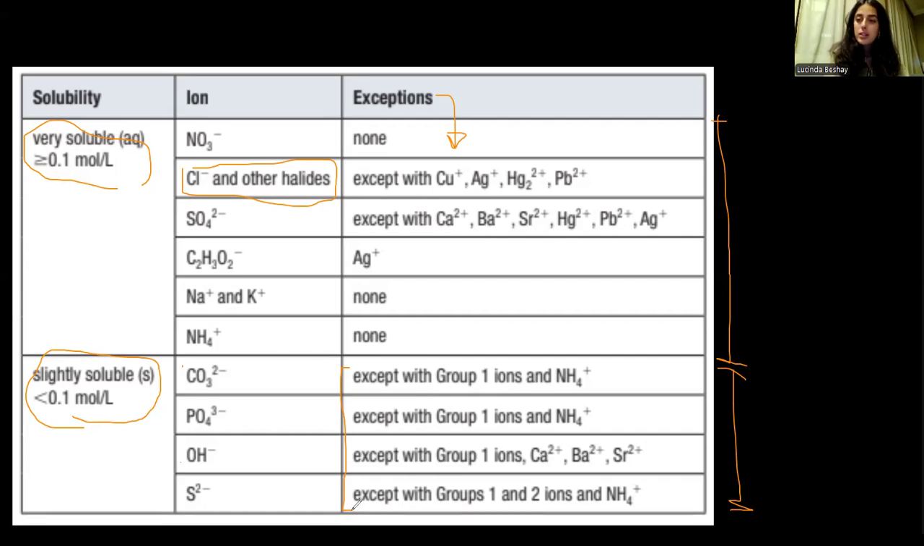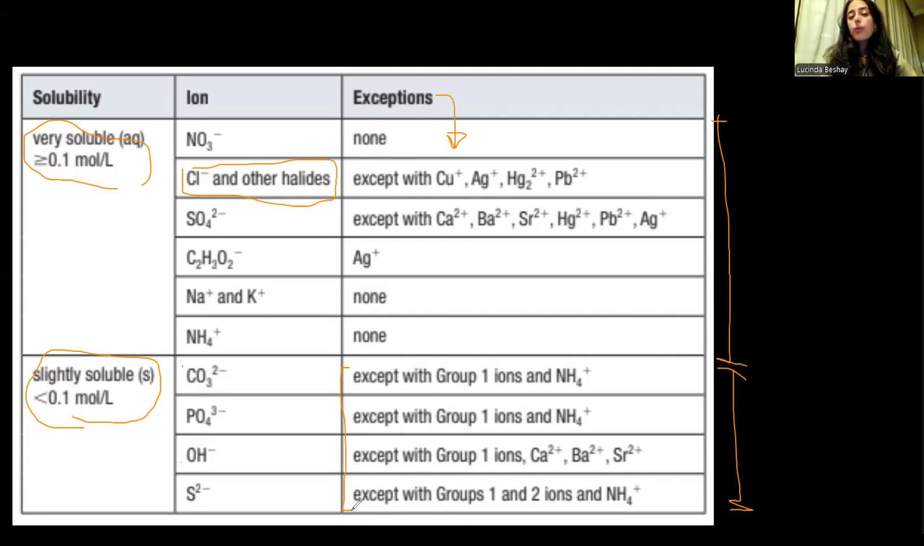And remember, this is what we did in our experiment. We ended up forming copper carbonate. That's how I designed the experiment, because I knew that carbonate with anything other than group 1 or NH4 would be insoluble.